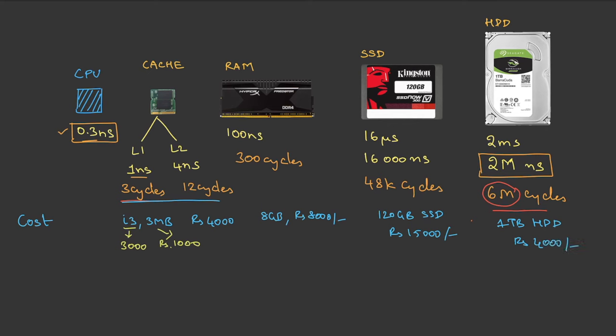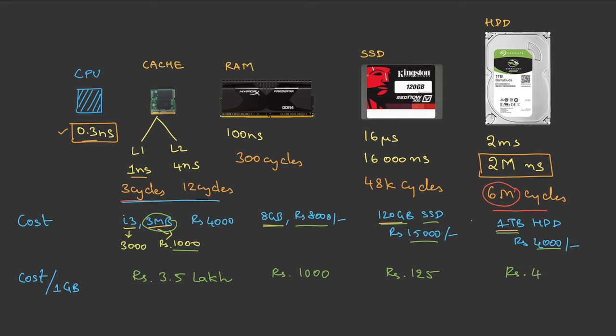I cannot directly compare the cost here because each one is of different capacity. So for a better understanding, let me write the cost for 1 GB. If I assume 3 MB cache is about 1,000 rupees, if I have to build a system with 1 GB cache, it will cost me almost 3.5 lakh rupees. And then coming to the RAM, 8 GB RAM, it's costing 8,000 rupees. So for 1 GB, it will be rupees 1,000. Then 120 GB SSD is 15,000. So for 1 GB, it costs around 125 rupees. And for 1 TB hard disk, it's 4,000. So 1 GB cost is rupees 4.